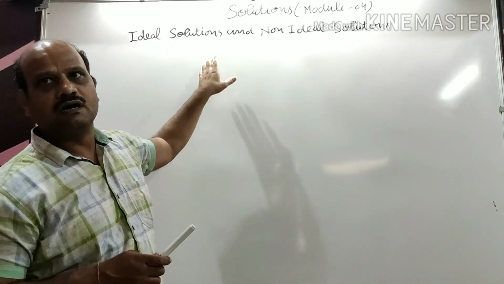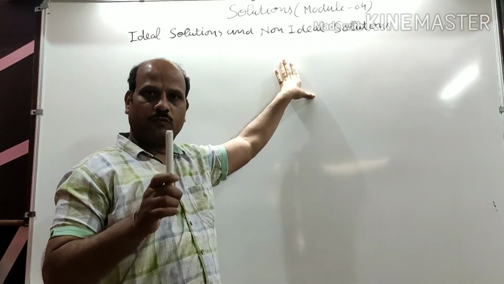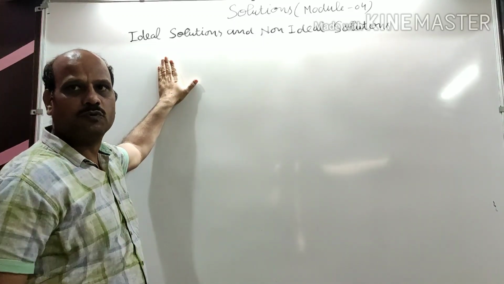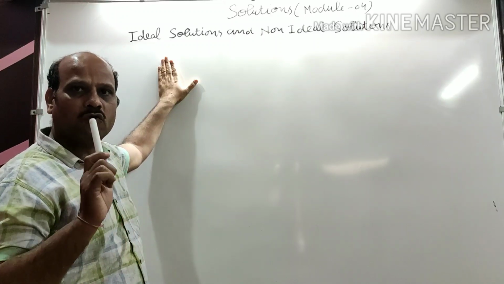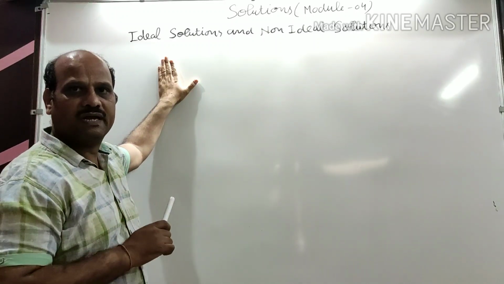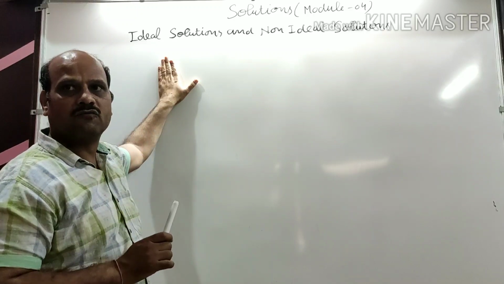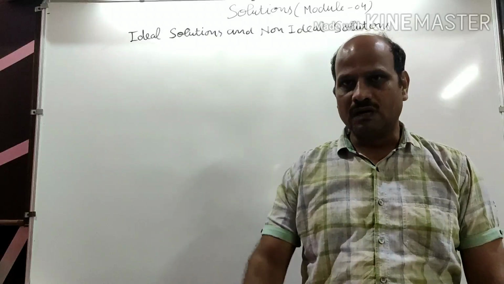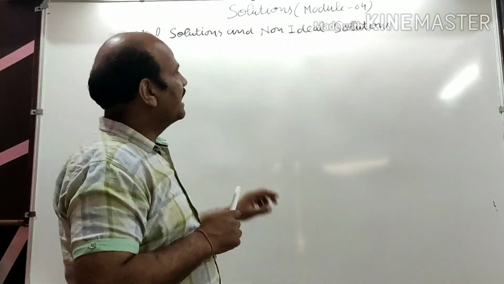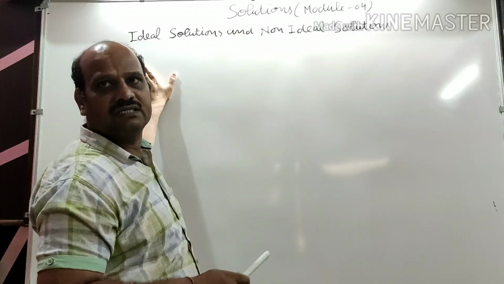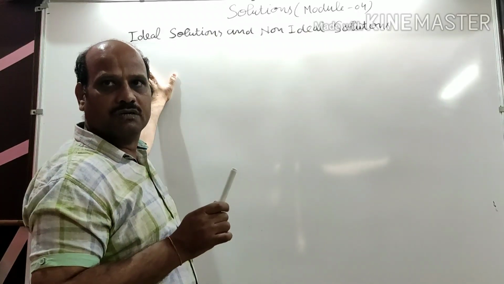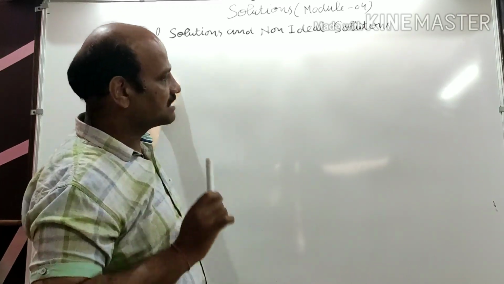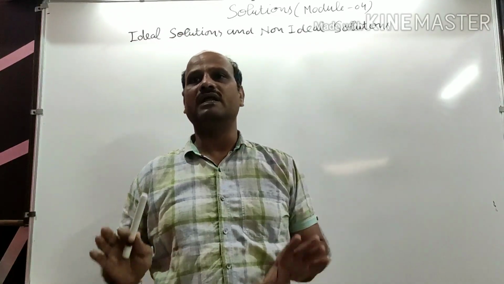In the third lecture, I discussed colligative properties. In colligative properties, I discussed the first colligative property, that was relative lowering of vapor pressure, and the other name of that is Raoult's law for solution containing non-volatile solute. Earlier I discussed one concept, that is Raoult's law for solution containing volatile solute, or Raoult's law for liquid solutions.